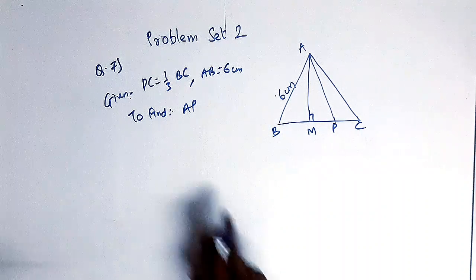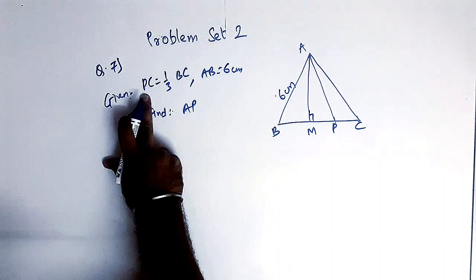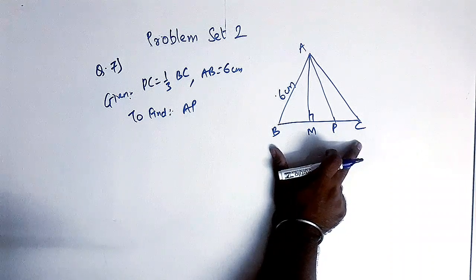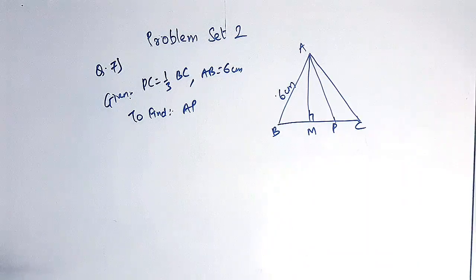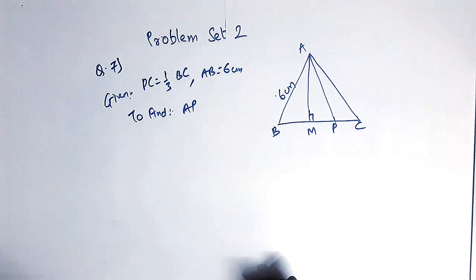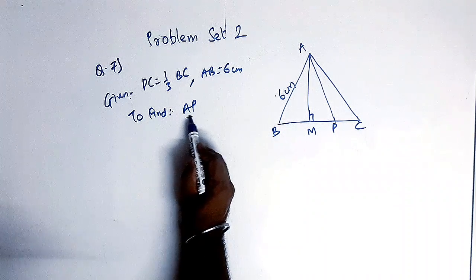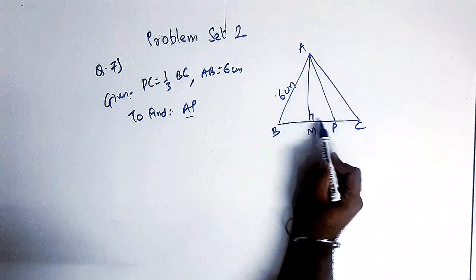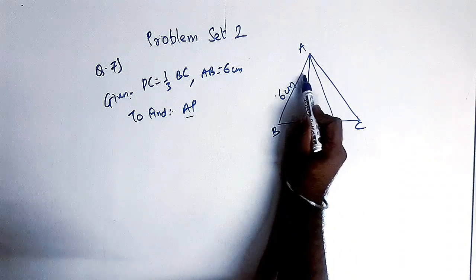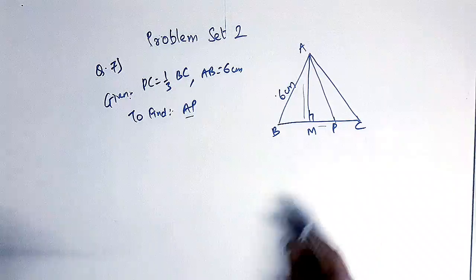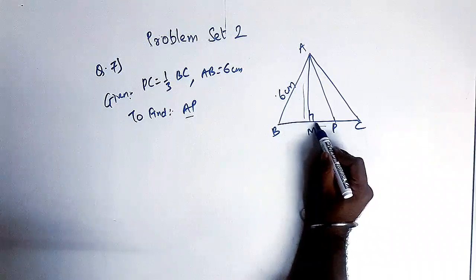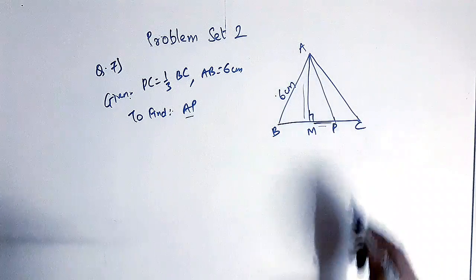Now, what else is given is very important information. PC is 1/3 of BC. BC we know it is 6 centimeter, so we can find PC. 1/3 of 6 is 2 centimeters. So this we got. Because we have to find AP, you know AP is a part of this triangle AMP. So once we get MP and AM, we can find AP by Pythagoras theorem. So what I'll try to do is find these two sides, MP and AM.